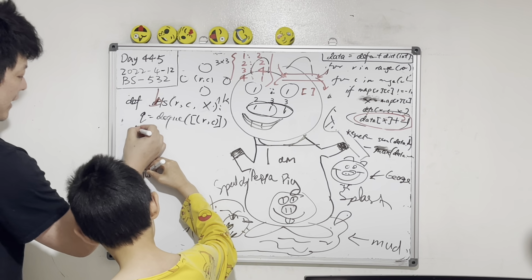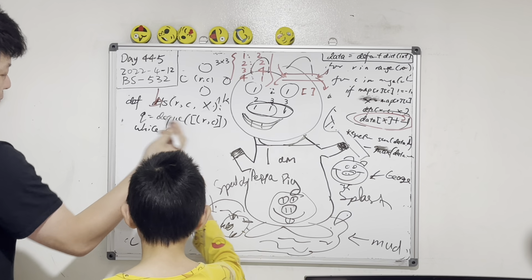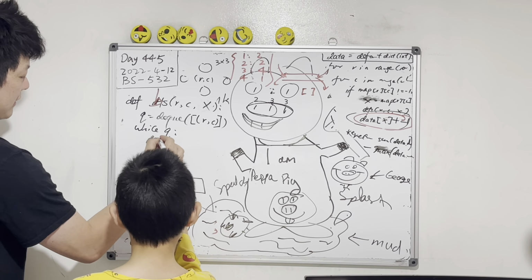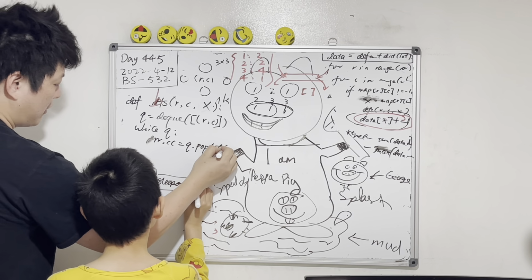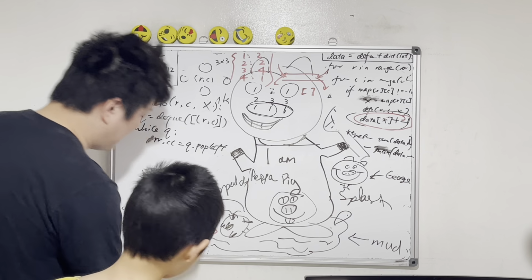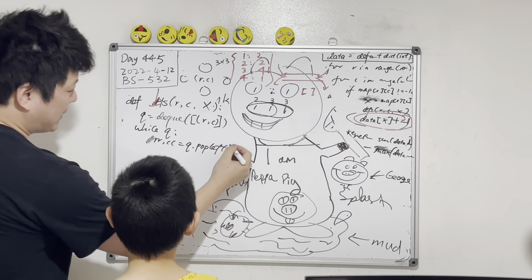Okay, and then while q is not empty, we have to get a pixel. So current, let's write RR, CC equals q dot pop left. Okay, q dot pop left. So now we have the q dot pop left.